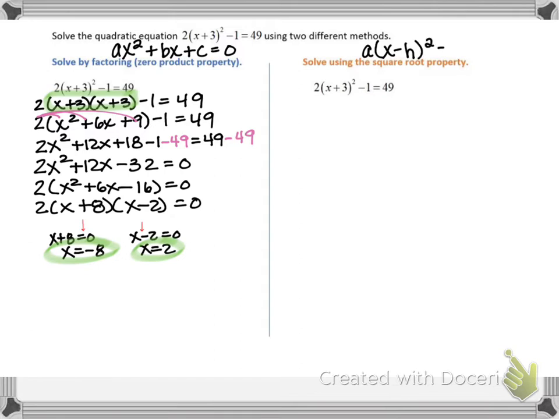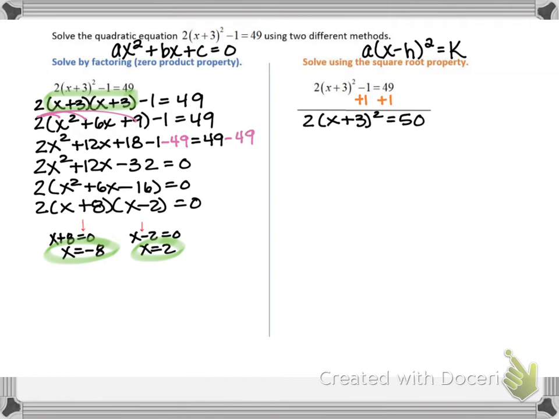In order to use the square root property, we want to think of this equation as being of the form a times the quantity x minus h squared equals a constant k. Well, I almost have that set up. All I have to do is add 1 to both sides to get that exact setup. Then I will have 2 times the binomial x plus 3 quantity squared is equal to 50. So now I'm able to use the square root property to solve. And then when we're done, I will let you be the judge to determine which method you like best.